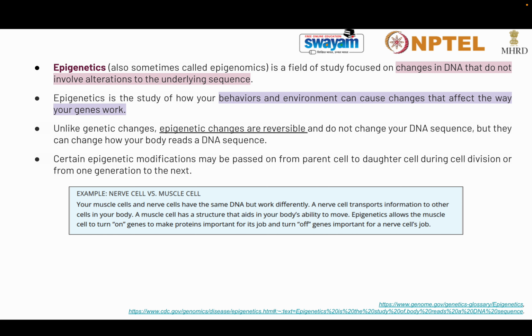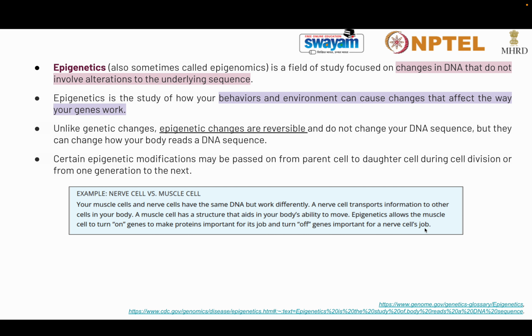Now I've given you a few examples of the epigenetic changes that are generally observed in the body. So, nerve cell versus muscle cell. Muscle cells and nerve cells both have the same DNA, but when you observe the proteins and genes which are expressed in them, they are entirely different. A nerve cell transports information to the other cells in your body, whereas a muscle cell has the structure which aids in your body's ability to move. So epigenetics, which occurs due to the environment, allows the muscle cells to turn on genes to make proteins which are important for their job and turn off the genes which are important for the nerve cell's job.